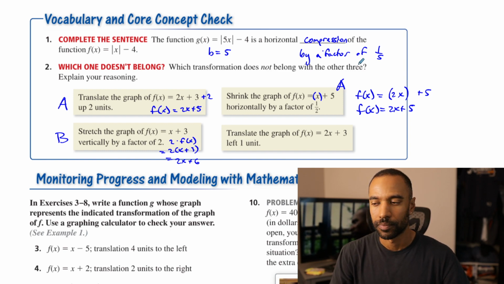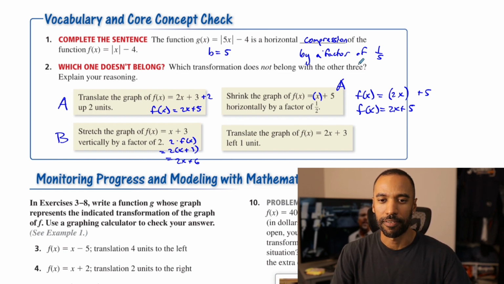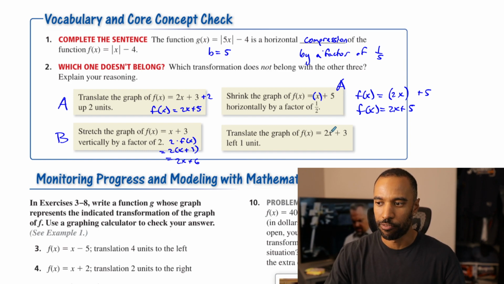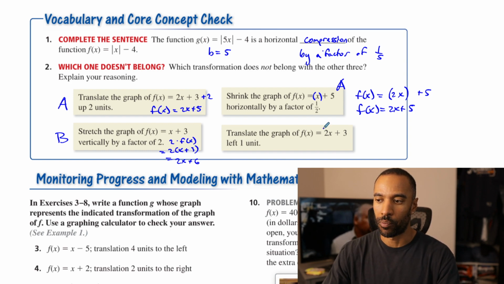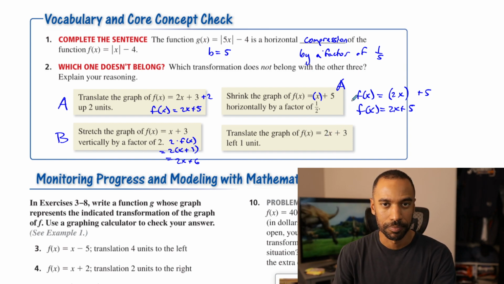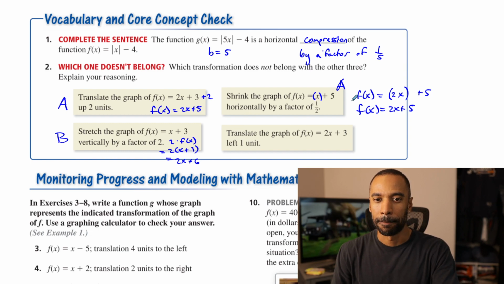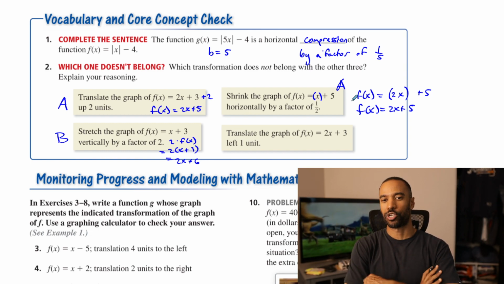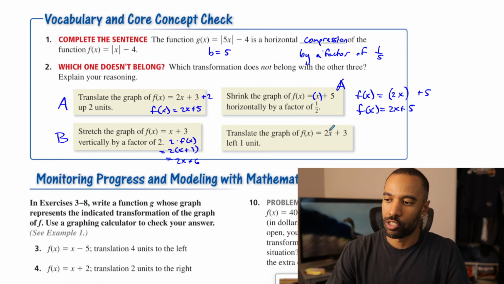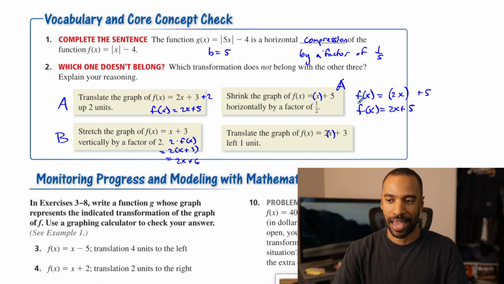Same kind of thing. Last one, translate the graph of f of x equals 2x plus 3 left 1 unit. Same thing as before. Now, this can be argued one way or the other, whether you have the 2 here, inside, or outside. Literally, it can be argued either way, and either's fine. Actually, is either fine? Yes, either's still fine, I believe. I'm going to do it like that.